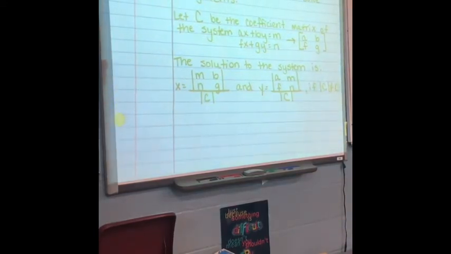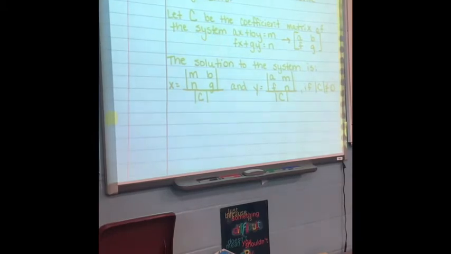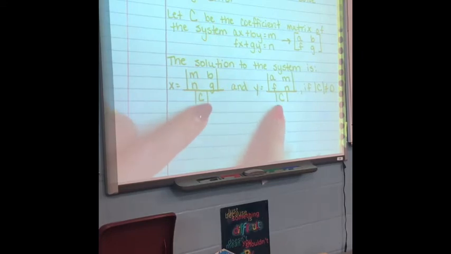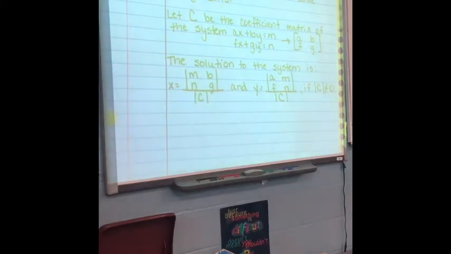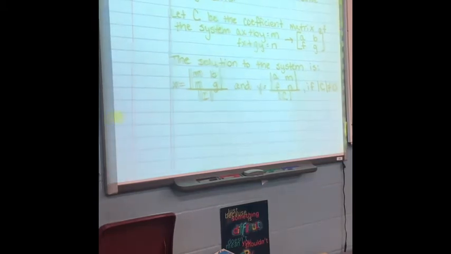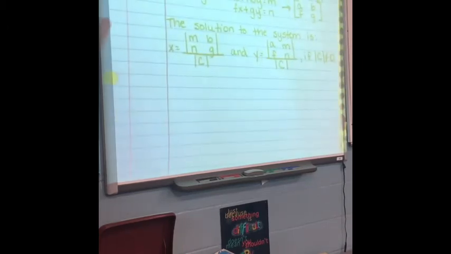Why can that determinant not be 0? Why can this coefficient matrix not have a determinant of 0? Can't divide by 0, so it would be undefined. Okay? Questions? Here we go then. Let's do an example.